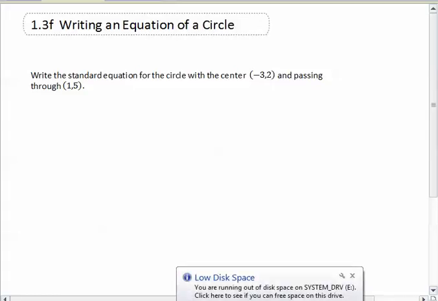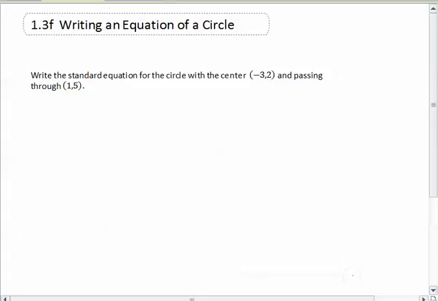It says to write the standard equation for the circle with the center at -3, 2, and passing through 1, 5. Now, what in the world does that mean, passing through? It just means that 1, 5 is a point on the circumference of the circle. In other words, a circle is made up of a center and then all the points equidistant from the center, right? And so all you have is a center and a point on the perimeter.